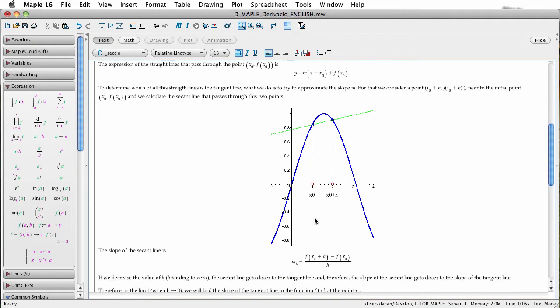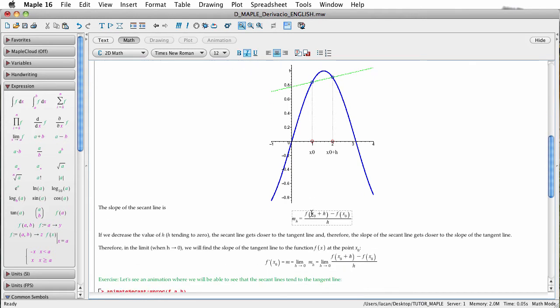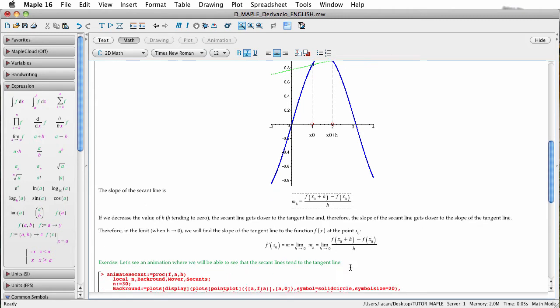So the slope of the second line between these 2 points is defined using this quotient, and you can see that the point x0 is fixed, but the distance h, this increment, can vary. Okay, if h tends to 0, then this point approaches x0. So the definition of the derivative of the function at a point is the slope of the tangent line, which is the limit as h tends to 0 of the slope of the second line, which is this equation here.